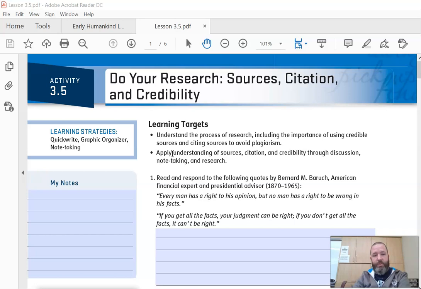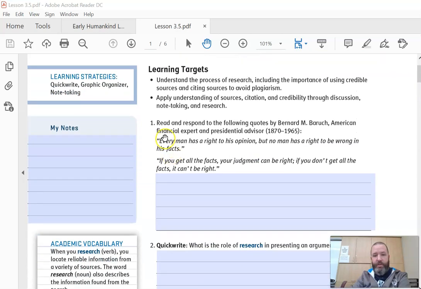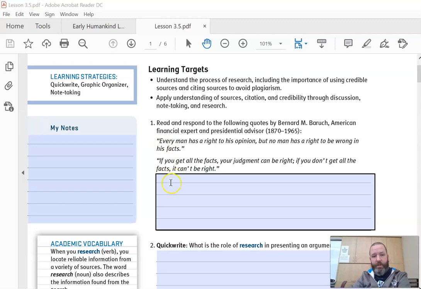and citing sources to avoid plagiarism. Apply understanding of sources, citation, and credibility through discussion, note-taking, and research. So our first question is just to get our brains started thinking about this topic. Read and respond to the following quotes by Bernard M. Baruch, American financial expert and presidential advisor. So go ahead and read those on your own. Go ahead and push pause and fill in that in the box provided.